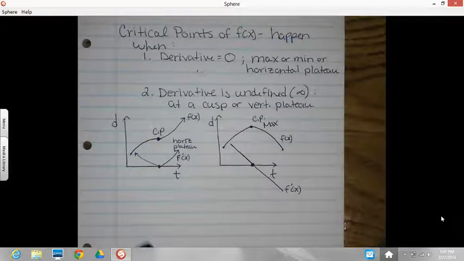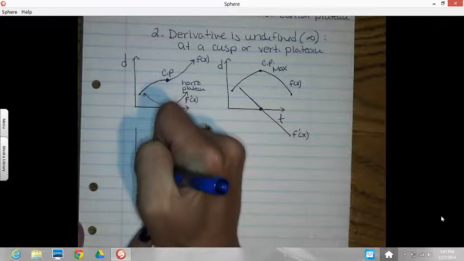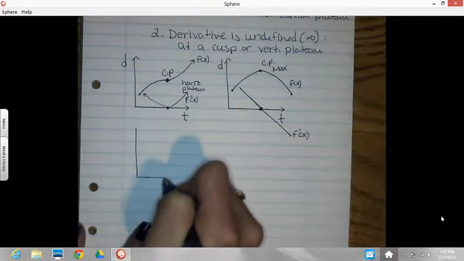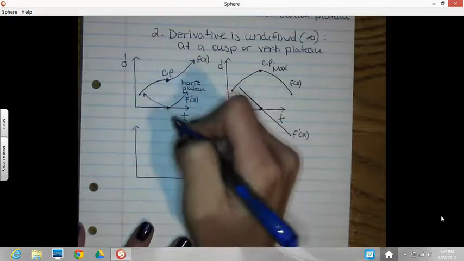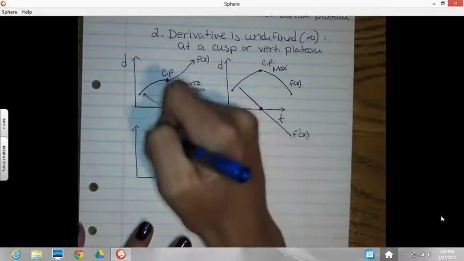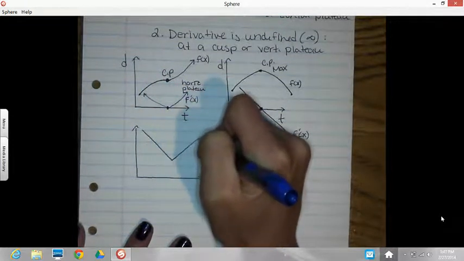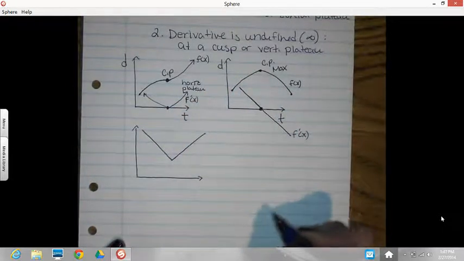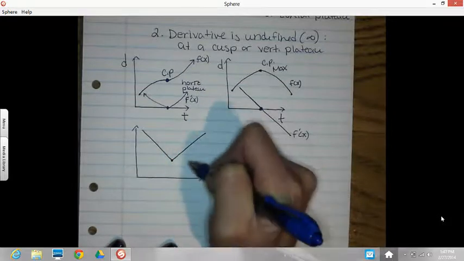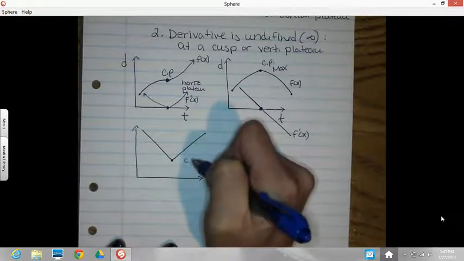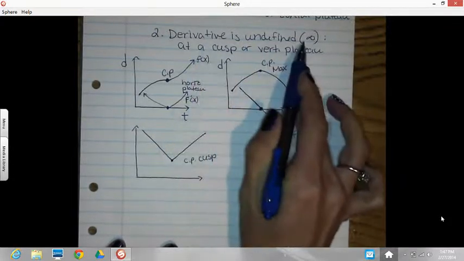And the last one, I don't have a story for, but that's okay. I'm going to go with an absolute value graph. Okay. Here we've got a cusp, which is a critical point. We know that the derivative is undefined here. There's not going to be a value on the derivative.